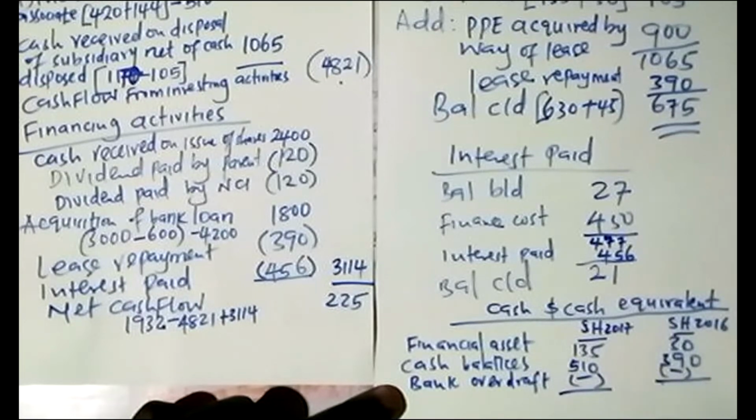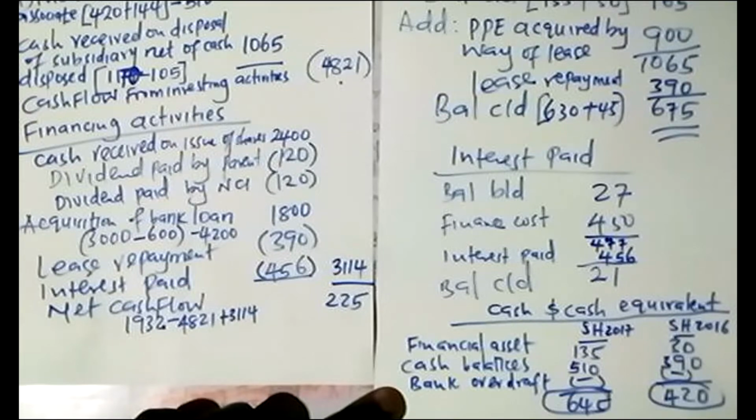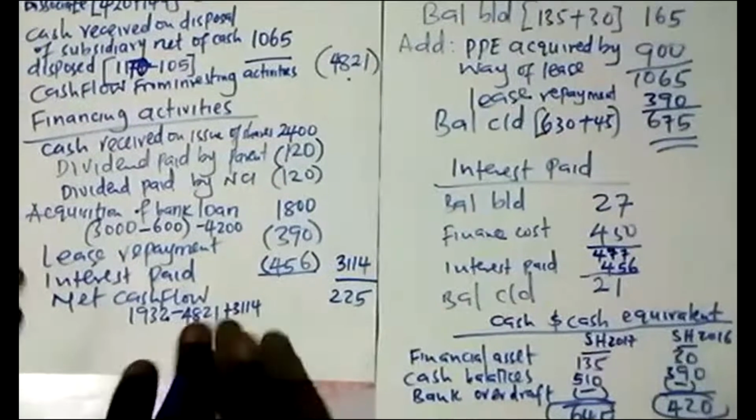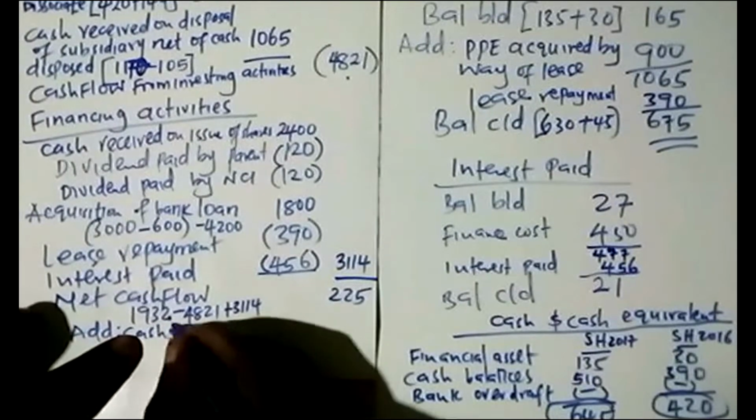So for the earlier period, we have 30 plus 390, which is 420. Then 135 plus 510, 645. So which means that my cash and cash equivalent at the start of the year is 420. My cash and cash equivalent at the end of the year is 645.